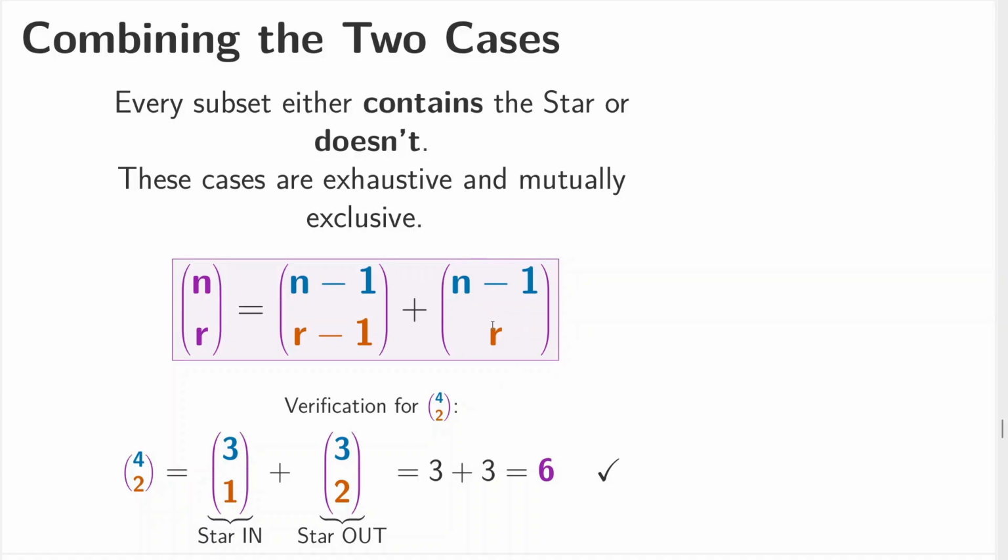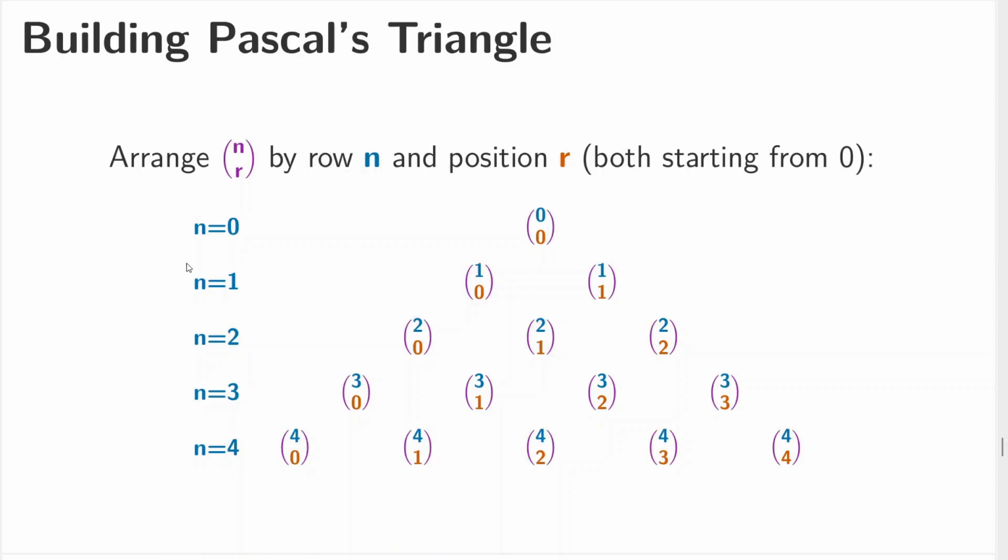We can easily verify this for our earlier example of 4 choose 2. 4 choose 2 is equal to 3 choose 1, which is the star in case, plus 3 choose 2, which is the star out case. Since both of those smaller combinations happen to equal 3, 3 plus 3 beautifully equals 6. This beautiful recursive pattern leads us gracefully into building Pascal's triangle.